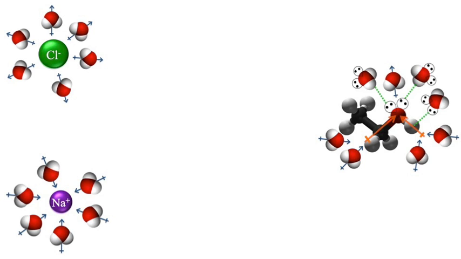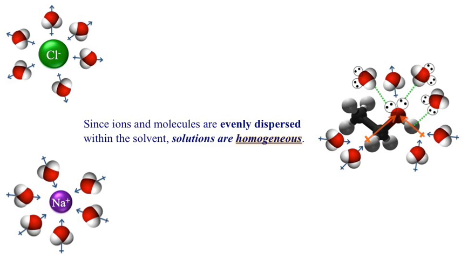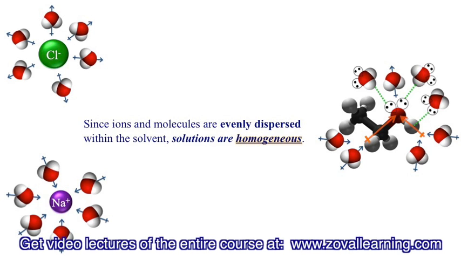It's for this reason that solvated ions and molecules don't settle to the bottom of a mixture, but instead move in random directions in between collisions. This type of random, chaotic movement is called Brownian motion, and results in the solute being evenly dispersed within the solvent. Since ions and molecules are evenly dispersed within the solvent, solutions are homogeneous.